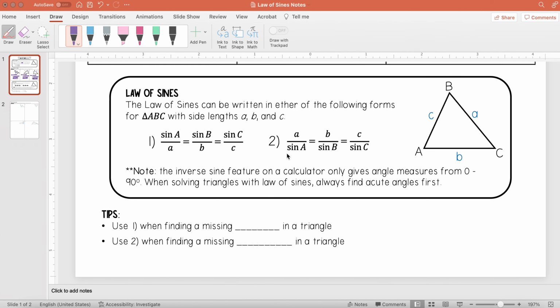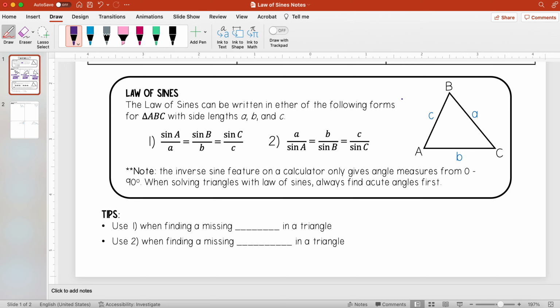So previously in this unit, we talked about finding missing sides and angles using trig ratios, and that was for right triangles. We used a trig ratio to find a missing side with a right triangle, and then we used inverse trig ratios to find the missing angle in a right triangle. However, what if we do not have a right triangle? What if we just have some other triangle?